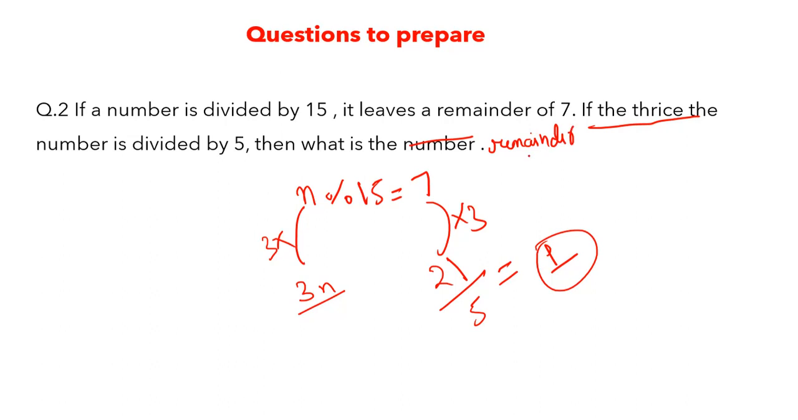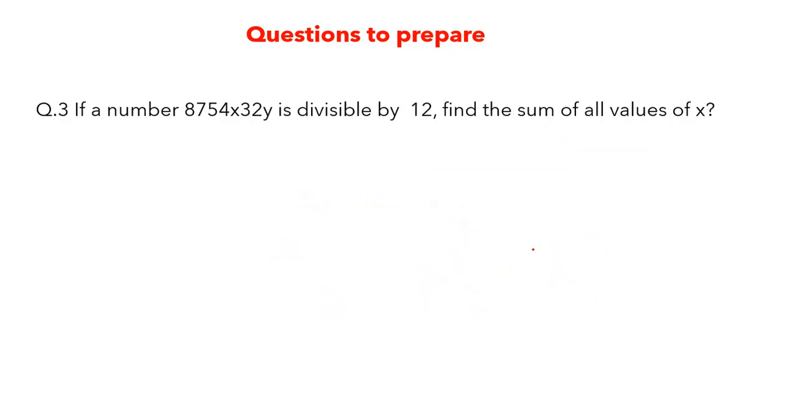Then what is the remainder? So see what we have done: we multiplied 3 on both sides, and here we are getting the number as 3n, and this is what we are getting as 21. Now if you divide this particular remainder 21 by 5, it is going to give us 1 as the output. So that's a kind of simple question that you can follow. Let's see the next question now.